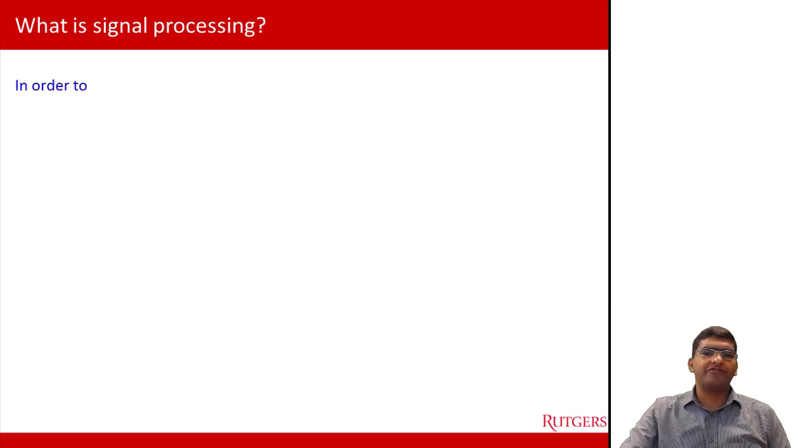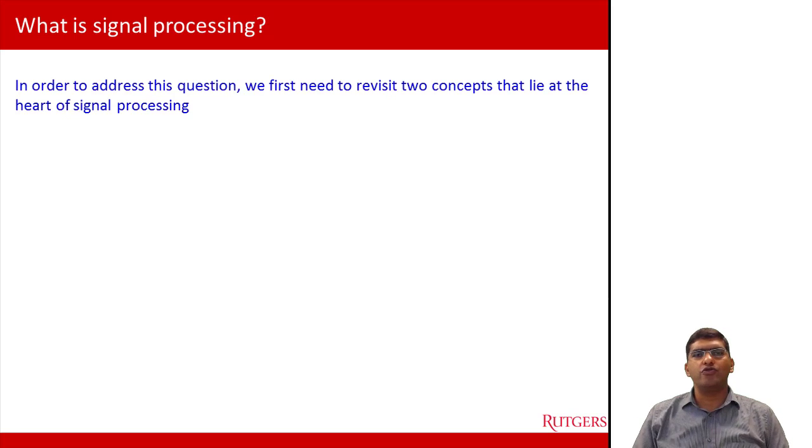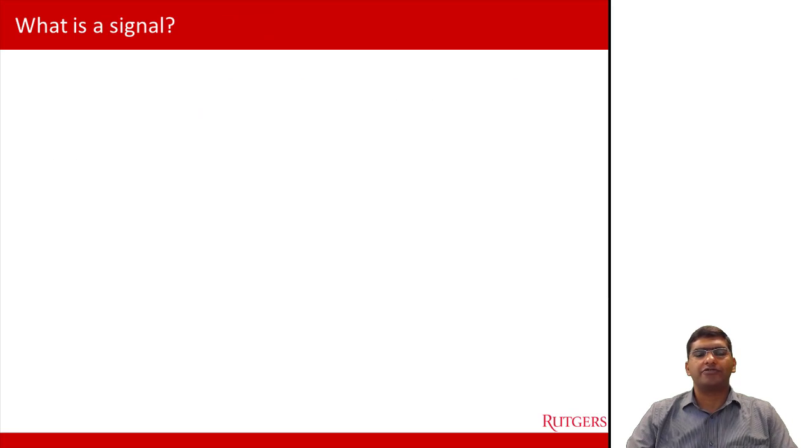Now, if we want to address this question, then we need to look at two concepts that lie at the heart of signal processing. The first one of these concepts is signals, and the second one of these concepts is systems. So let's ask ourselves, what is a signal?